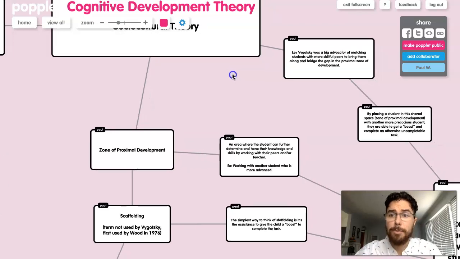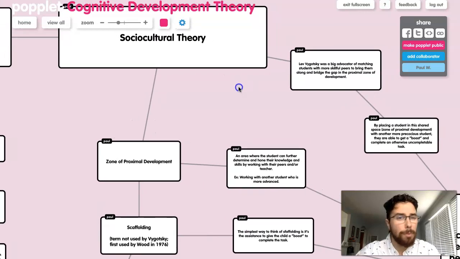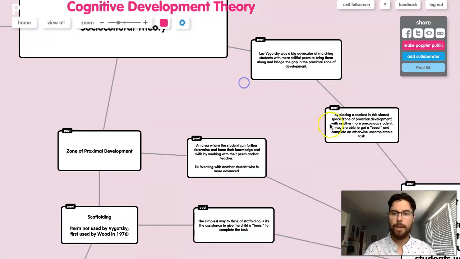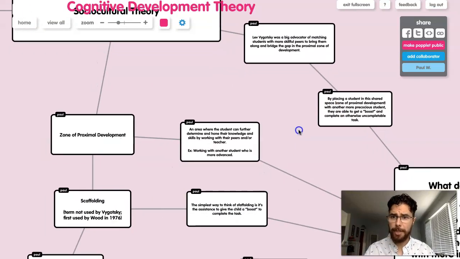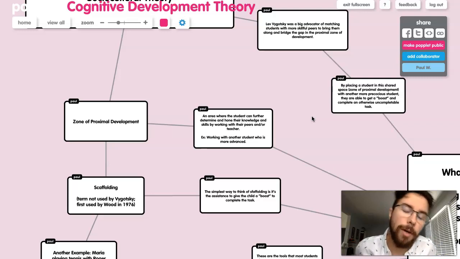So Lev Vygotsky was a big advocator of matching students with more skillful peers to help them develop, rather than using the teacher to come over every single time a student needs help, which isn't practical if you have 30 kids. Why not pair that student with a student who's a little more advanced to help them along? So by placing his student in the shared space zone with a more precocious student, they're able to get that little boost. So we're going to be talking about that little boost today with sociocultural.